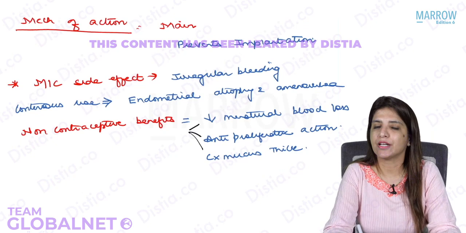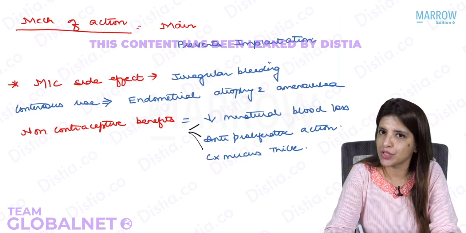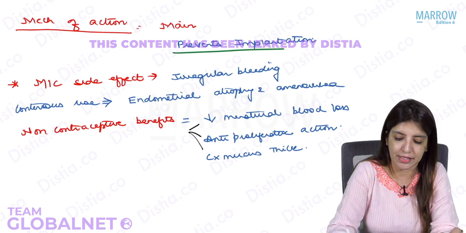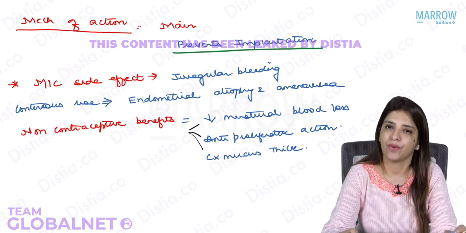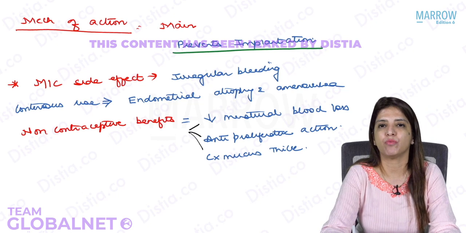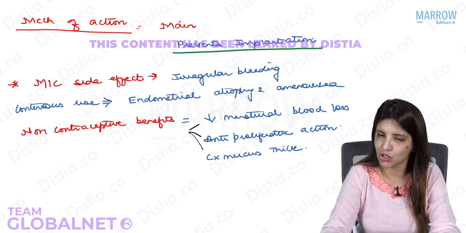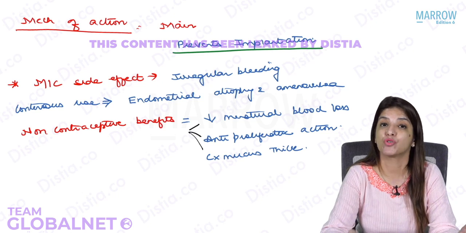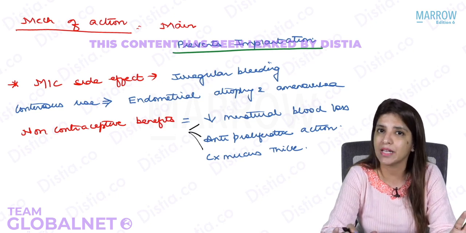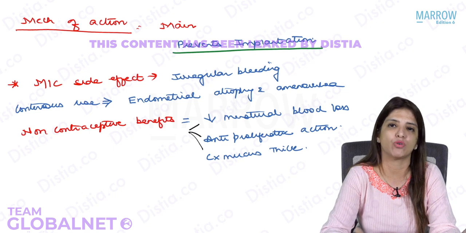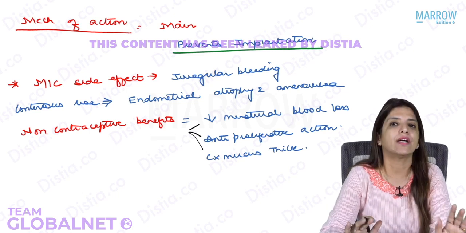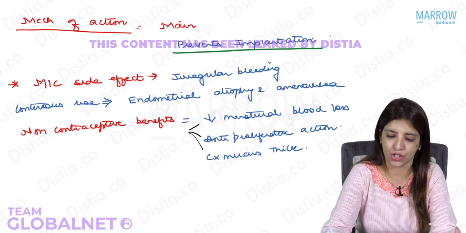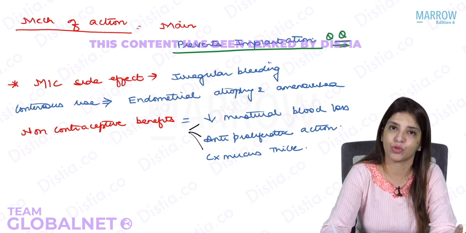What is the main mechanism of third generation IUCDs? The main mechanism of third generation IUCDs is that they prevent implantation, right? So the main mechanism for copper T was preventing fertilization. Main mechanism for Mirena, although this is a progesterone containing IUCD, please do not say that it brings about anovulation. No, Mirena doesn't bring about anovulation. It prevents implantation. That's a very, very important question.